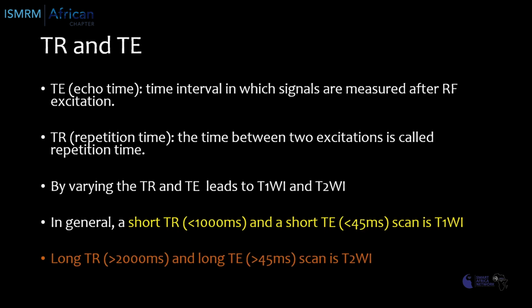So when you vary the time of echo and the time for repetition, you are going to have a T1 weighted image or a T2 weighted image. To get a T1 weighted image, they use a short time for repetition and a short time for echo, roughly below 1000 milliseconds for the TR and 45 for the TE. And for a T2 weighted image, the TR and TE are long.